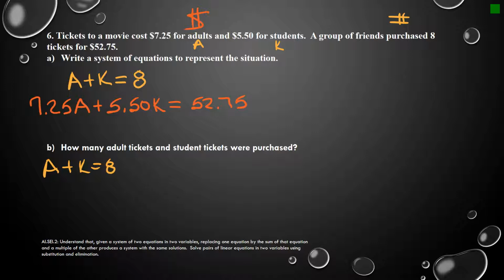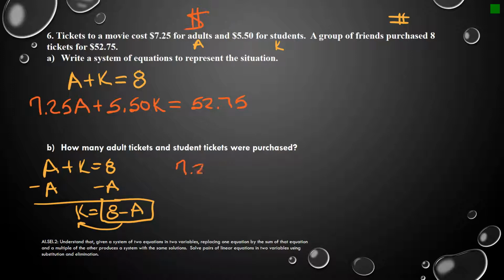I should show you how I did that. I'm going to subtract A. Right now, I've got to be honest, my cat is trying to get on the screen. Not making me happy. So I'm going to put 8 minus A in for K in the other equation.